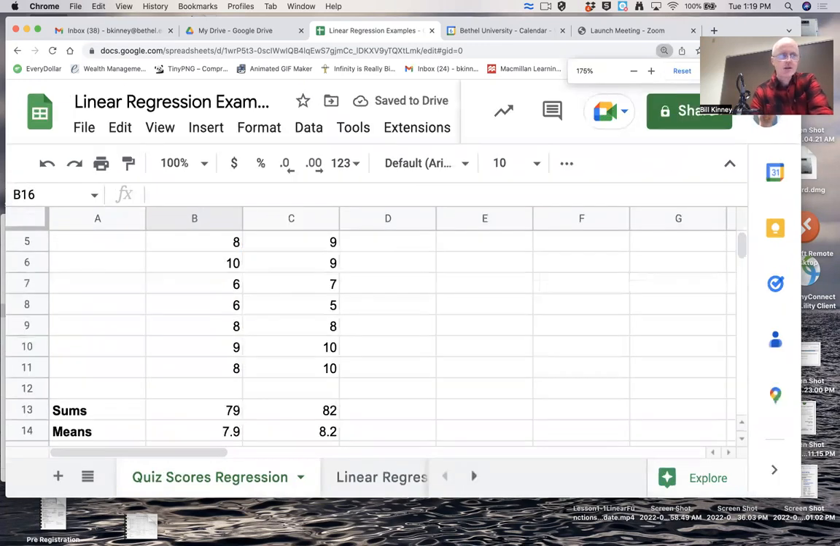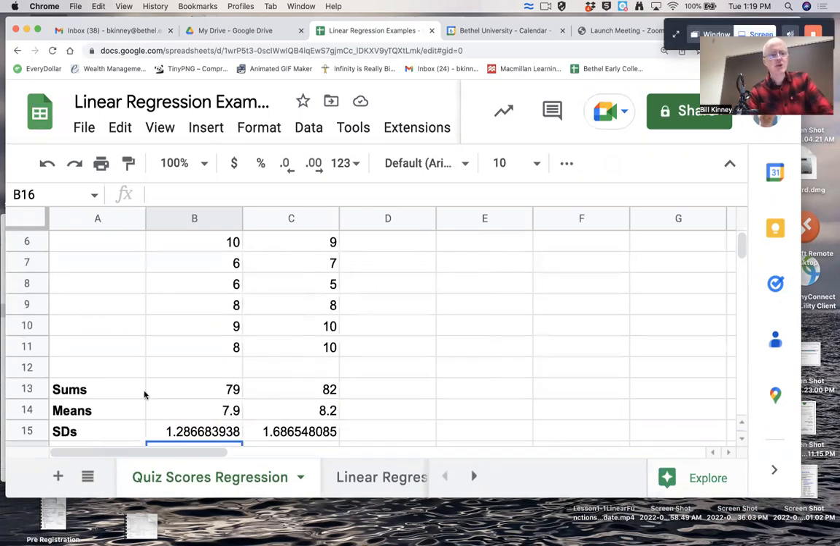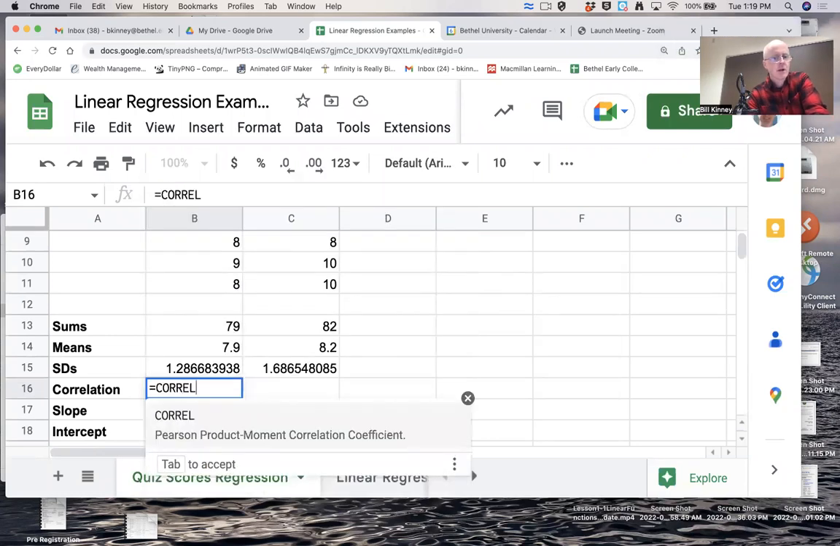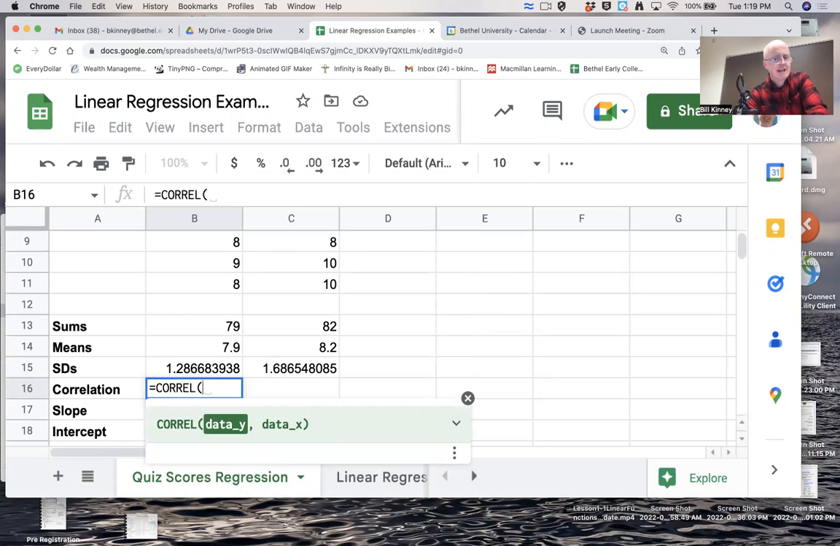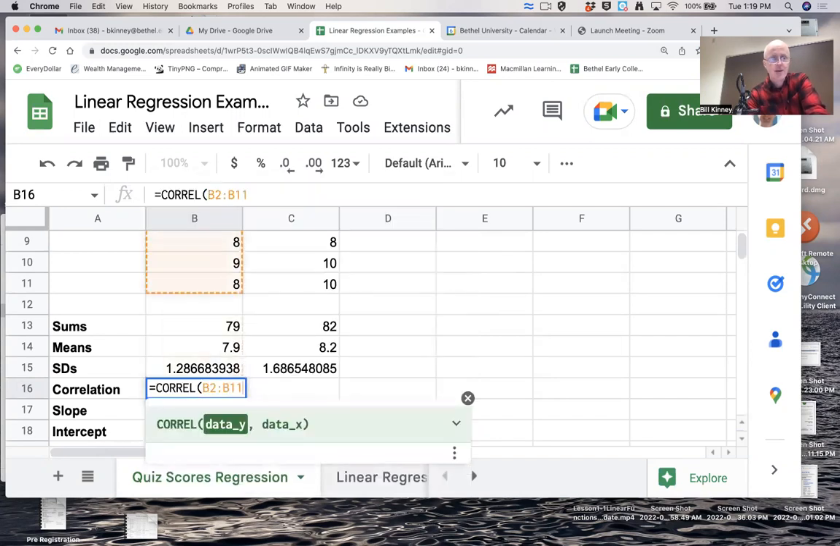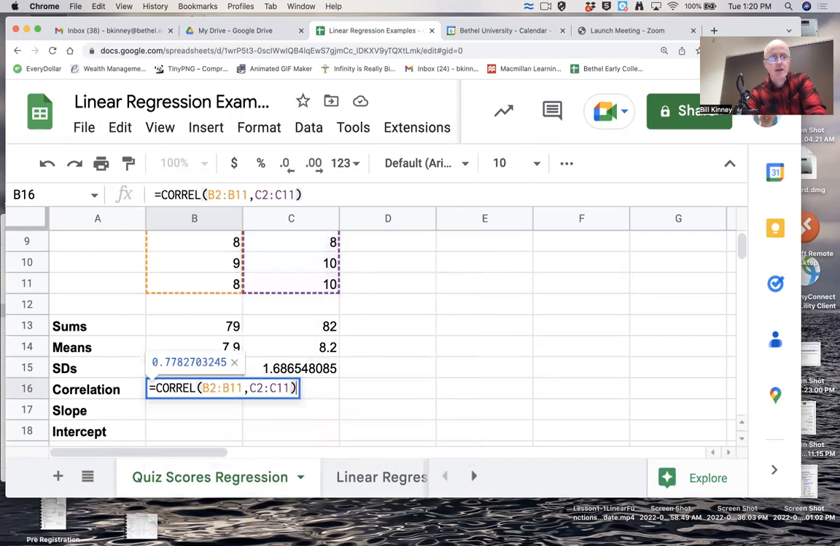Correlation. Is correlation discussed in the book? Yeah, though not until later in the chapter. It is a measure of strength of the linear trend. 2 R's, 1 L. Again, it says data Y comma data X, like you should do Y first, then X. It really doesn't matter. I think the reason they do it that way is to emphasize you're trying to predict Y when you know X. But as far as the calculation itself goes, you get the same answer either way.